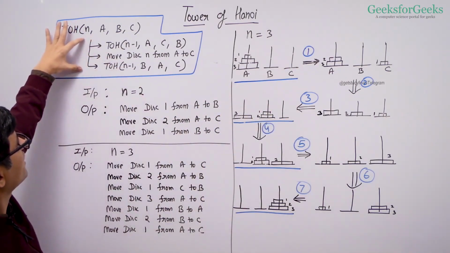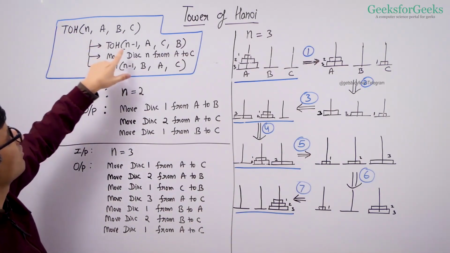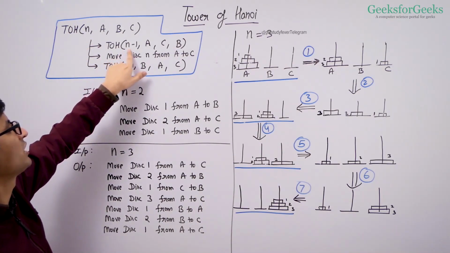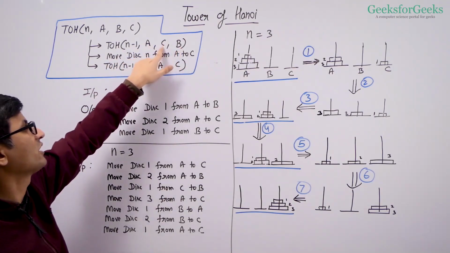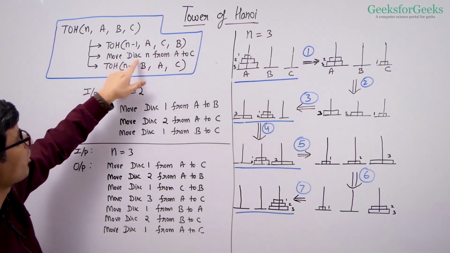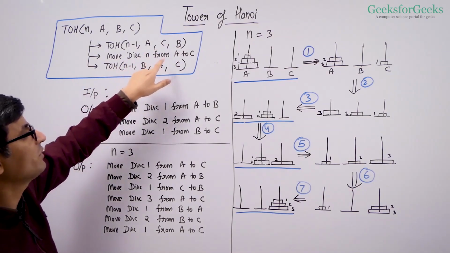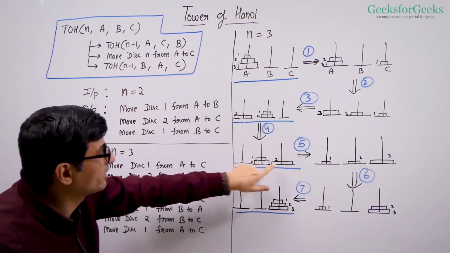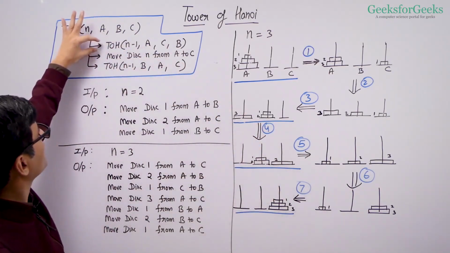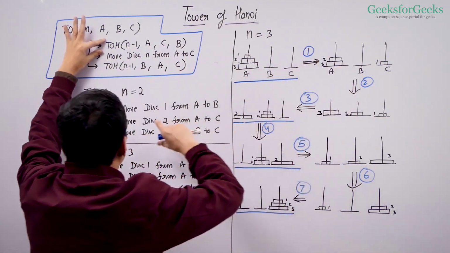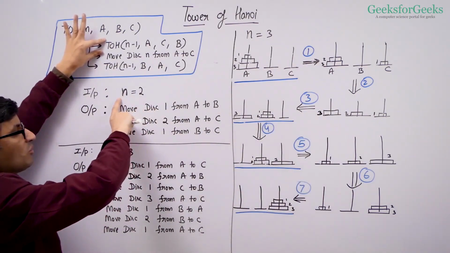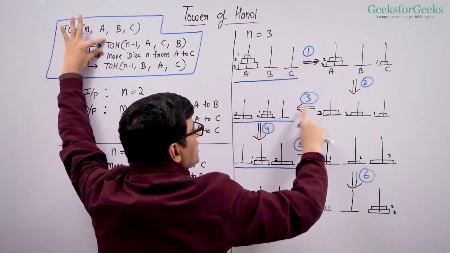You can notice this recursive function that I've written here. We first move the n-1 disks from A to B using C as an auxiliary. And then we move the bottom disk, or nth disk, from A to C. Right? That's what we have done here. So the first recursive call will take care of all these steps. It will simply recursively call for n equal to 2, which will take care of all these steps.